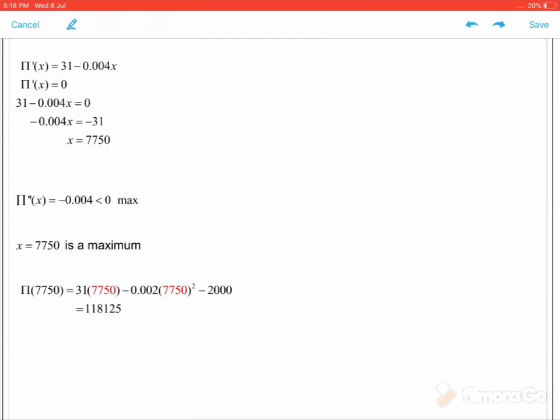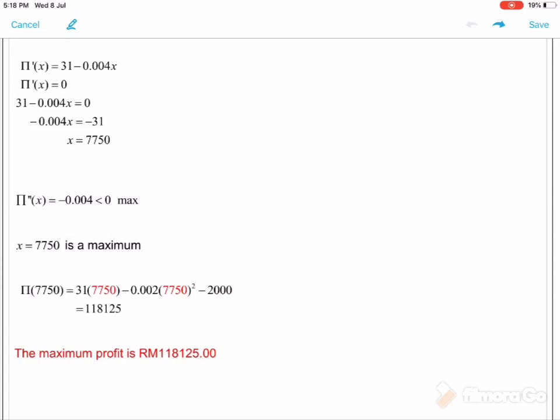So the final answer we will get is 118,125. So we can draw a conclusion. The maximum profit is RM 118,125.